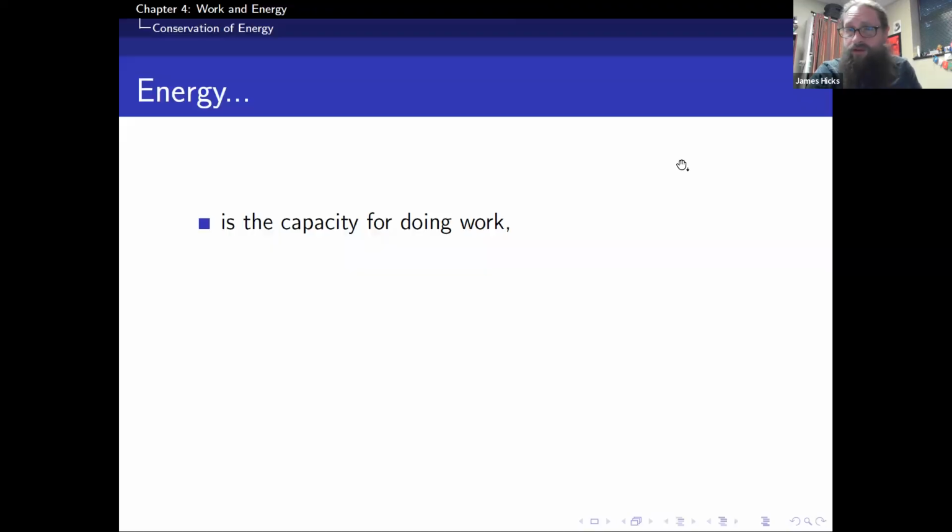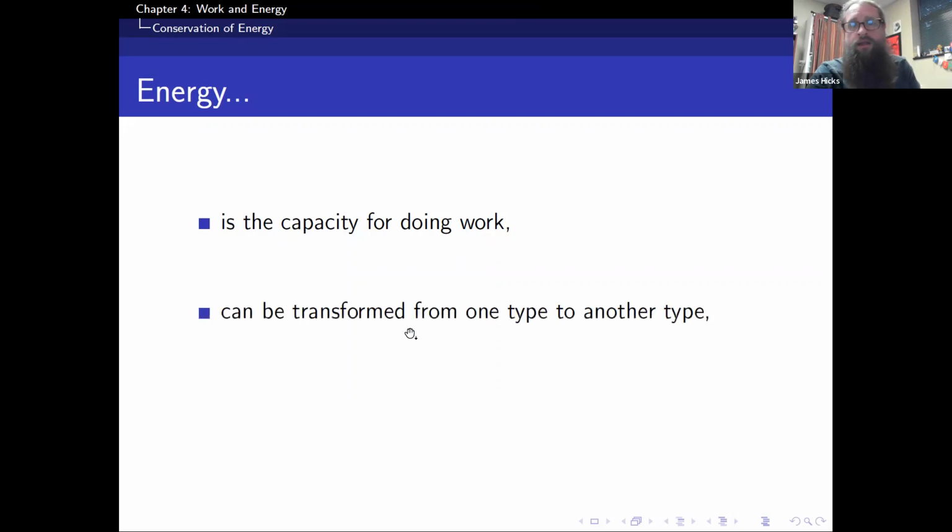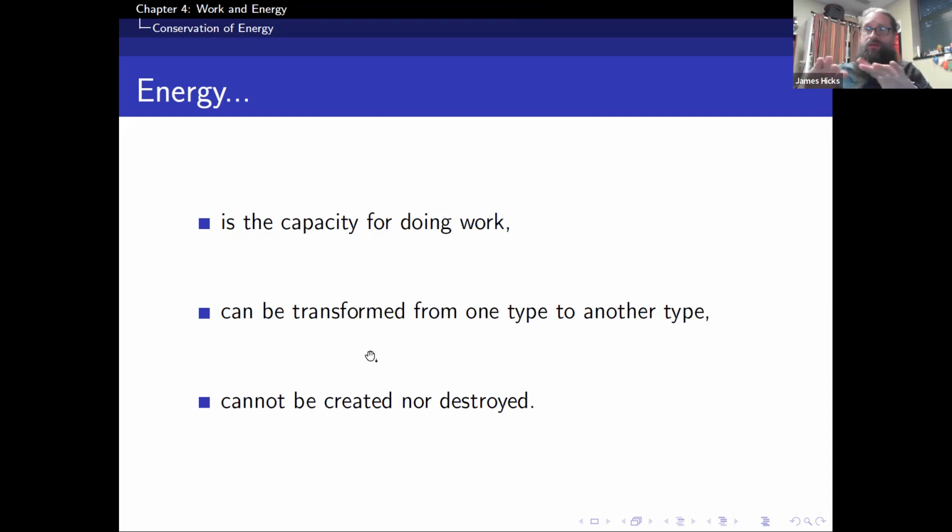Okay, so we're about to get to the most important part about energy. It's the capacity for doing work. It can be transformed from one kind to another, like gravitational potential energy can get converted to kinetic, back and forth. We cannot create or destroy energy, though. So energy has to be conserved. That is the one law that goes through all physical science. That works for biology, chemistry, physics, atmospheric science, whatever. That's like the basic law.